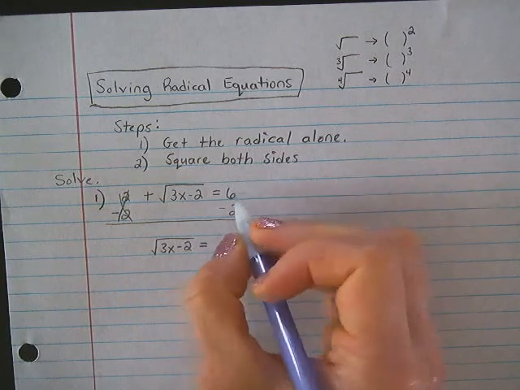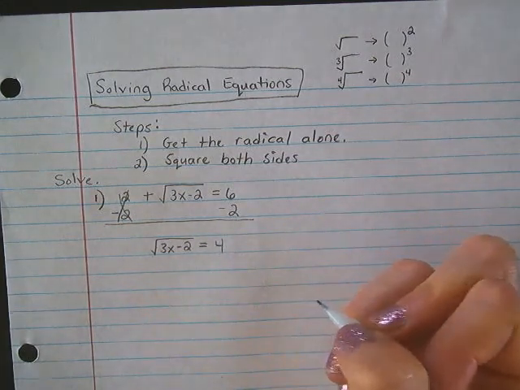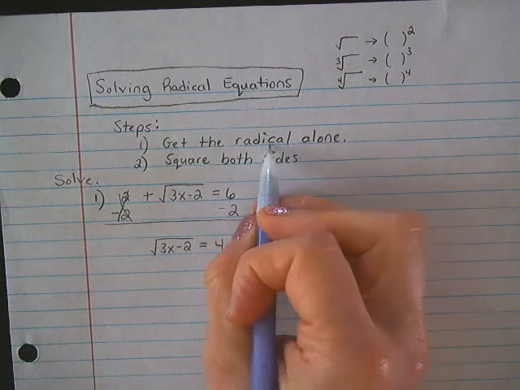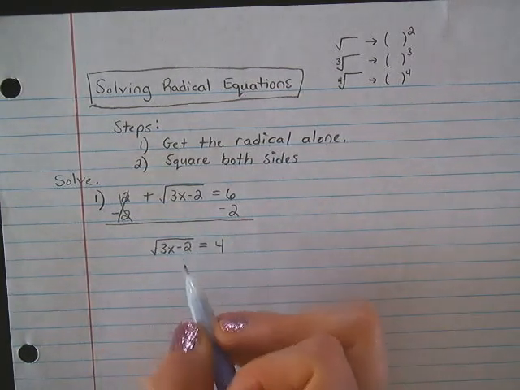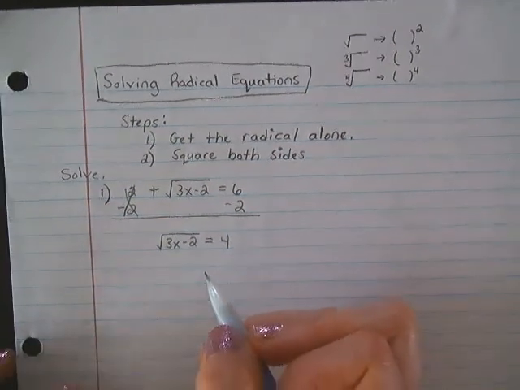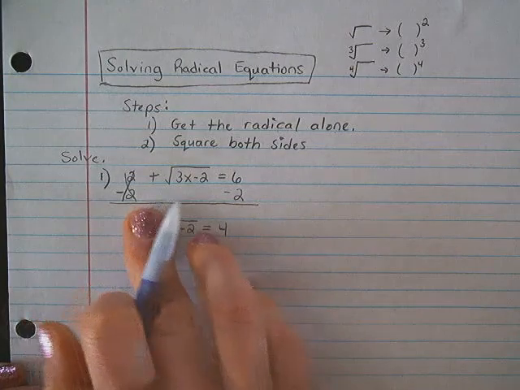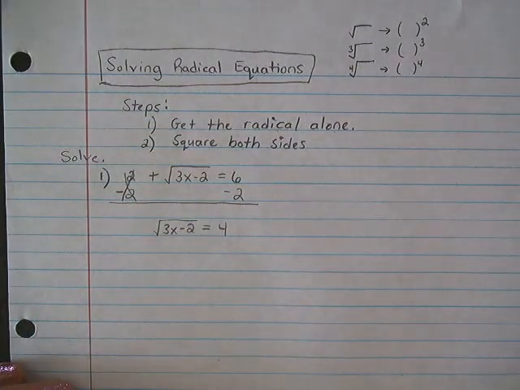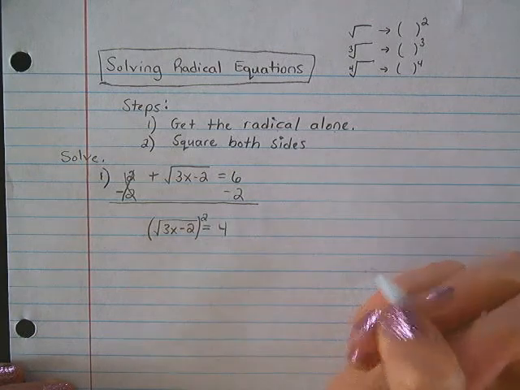And then on the other side, 6 minus 2 ends up being 4. Okay, so now you've got the radical alone. To undo the square root, because you want to get rid of the square root, you've got to do the opposite of square rooting, which would be squaring it. So we square that side of the equation.